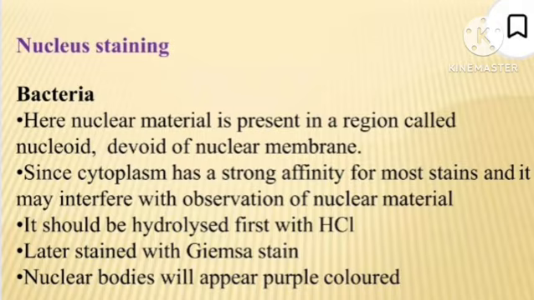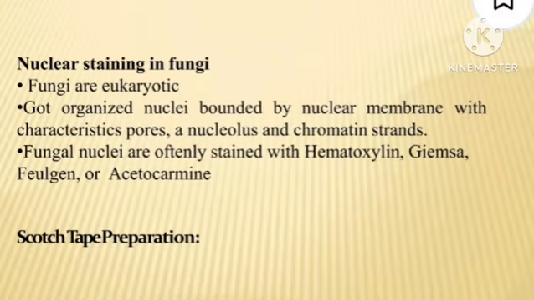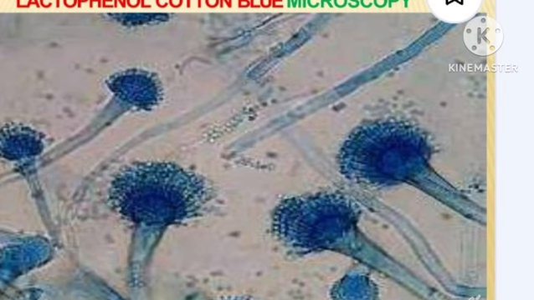Capsule staining highlights the gelatinous outer capsules that protect the bacteria. The cytoplasm has a strong affinity for most stains and may interfere with the observations. Nuclear staining in fungi, which are eukaryotic: fungal nuclei are often stained with hematoxylin. Giemsa staining is also used for nuclear staining in fungi. This shows the microscopic view of a fungus stained with lactophenol cotton blue, a standard staining method used in mycology to identify fungal structures.